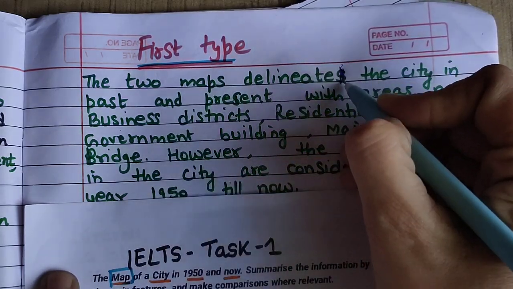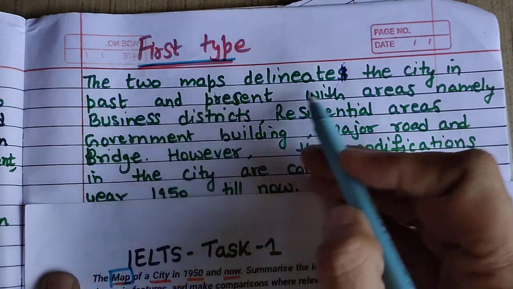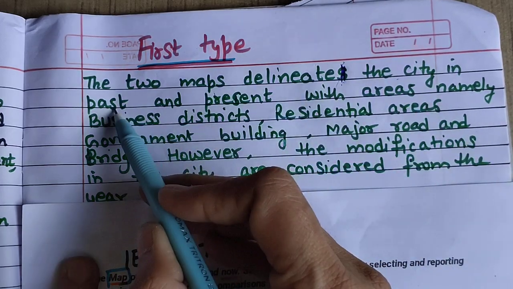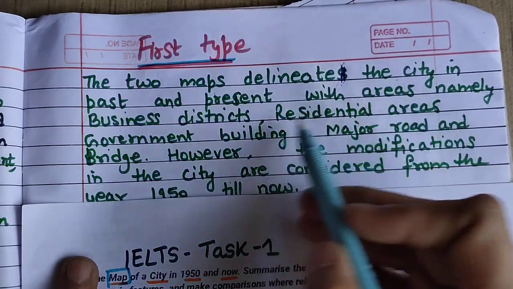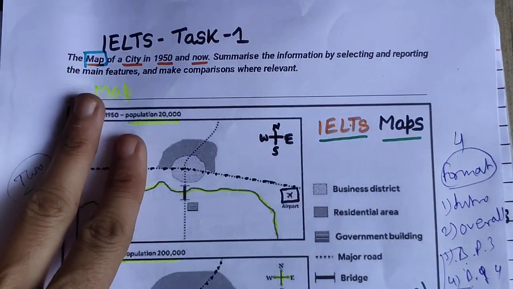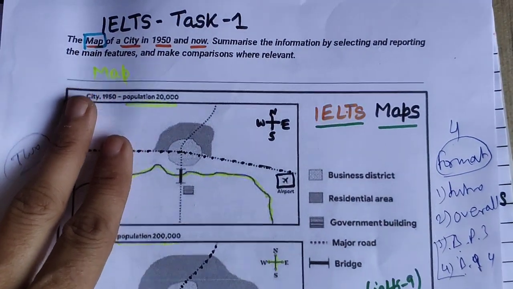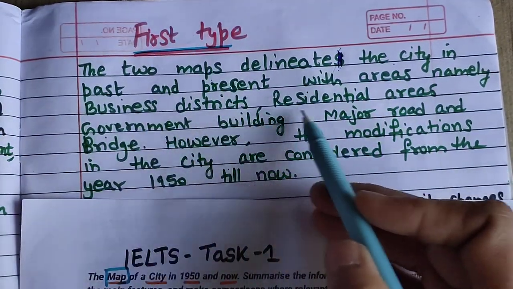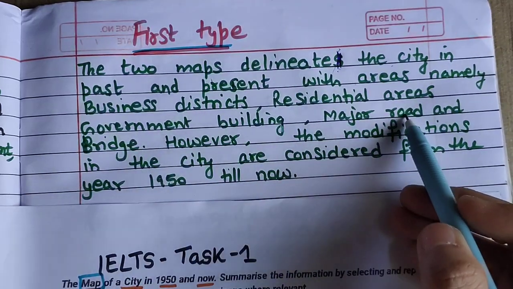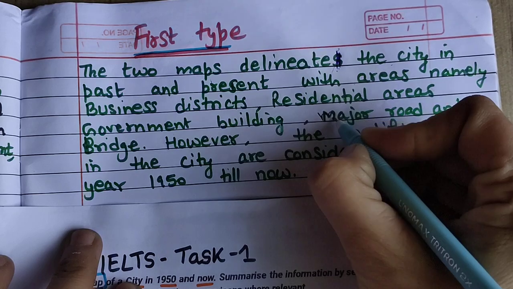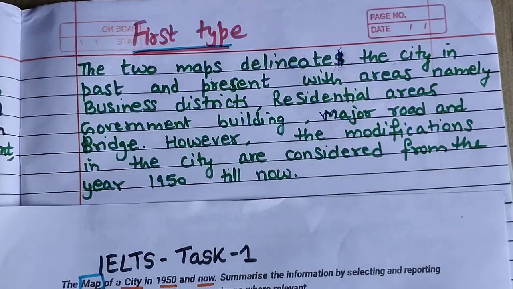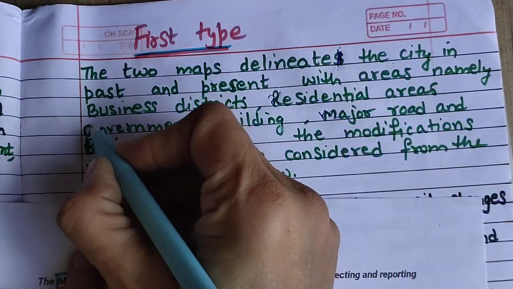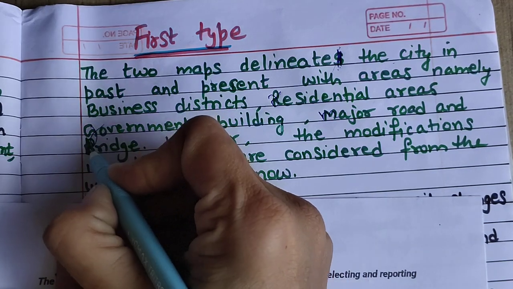The 2 maps. Sorry, this is wrong. Because plural is there, that's why the S will not come here. Delineate the city in the past and present with areas, namely. So these areas I have written here. You can avoid the word namely. So with areas, namely business districts, residential area, government buildings, major road. So you can just not use capitals, because it is given in capital letters, but now we are using it in sentences. You can just write government with a small g. So bridge is also a small b. So this is a mistake.